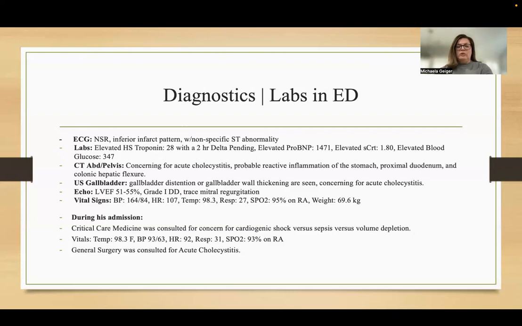During his admission, critical care medicine was consulted for concern for cardiogenic shock versus sepsis versus volume depletion. The patient became very hypotensive in the ER after about 40 minutes, where his vitals were repeated: temp of 98.3, blood pressure 93/63, heart rate 92, breathing 31 times a minute, and his O2 was 93% on room air. General surgery was also consulted for acute cholecystitis.